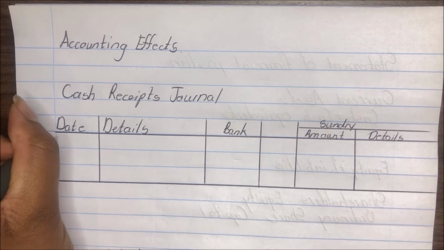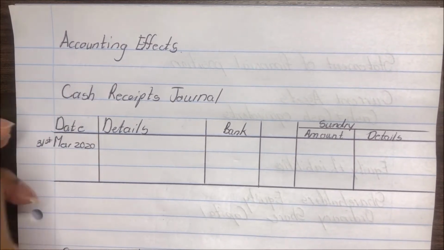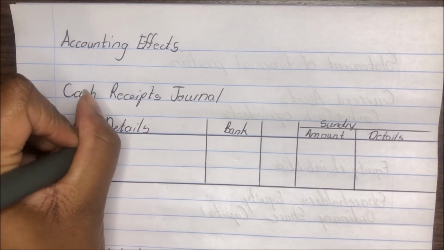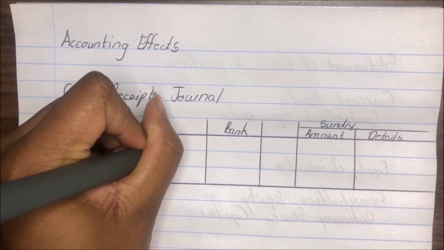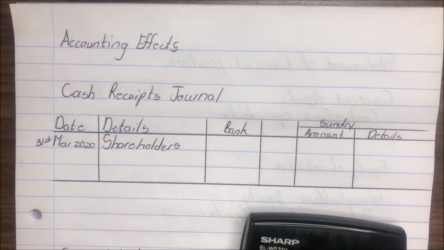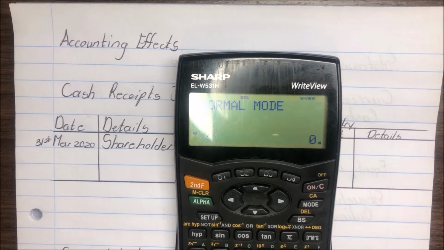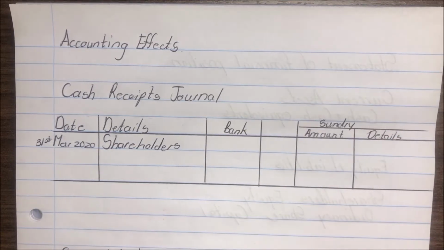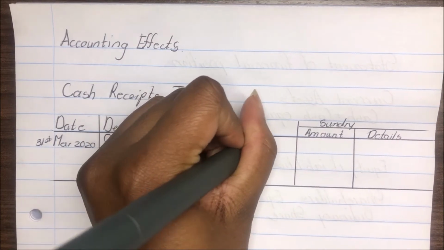So in our cash receipts journal, we put in the 31st of March 2020. From whom did we receive this money? We received it from our shareholders. That's what we put down under details. And then how much did we receive? As I said, it was 75 cents per share for 2 million shares. So that is 1.5 million.